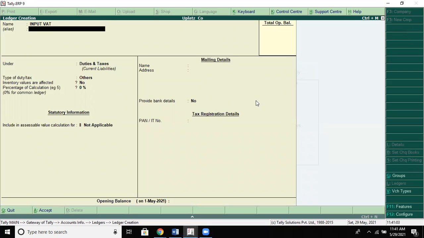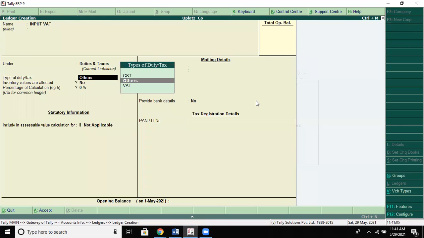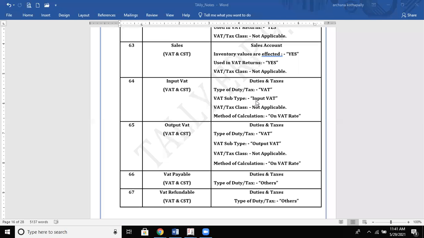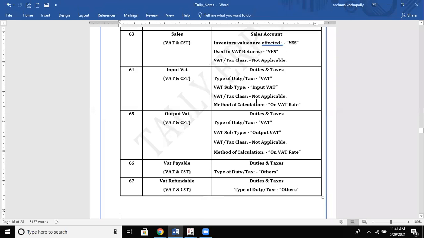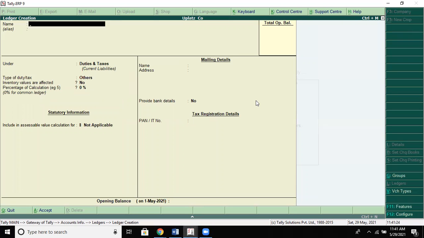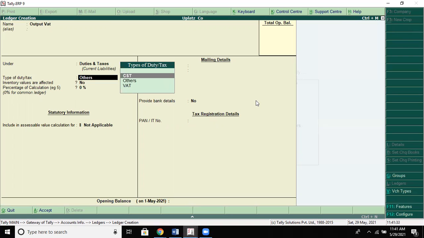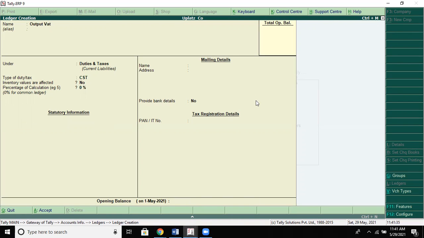Okay. Now when you maintain here, type of duty tax, it is VAT. Now use for purchase tax, yes. Inventory values affected, yes. Percentage of calculation, as of now we are not giving. Enter. Next, output VAT. Output VAT is the VAT which is calculated when you make a sale. So always it would be duties and taxes. So it would be CST. Enter, save.